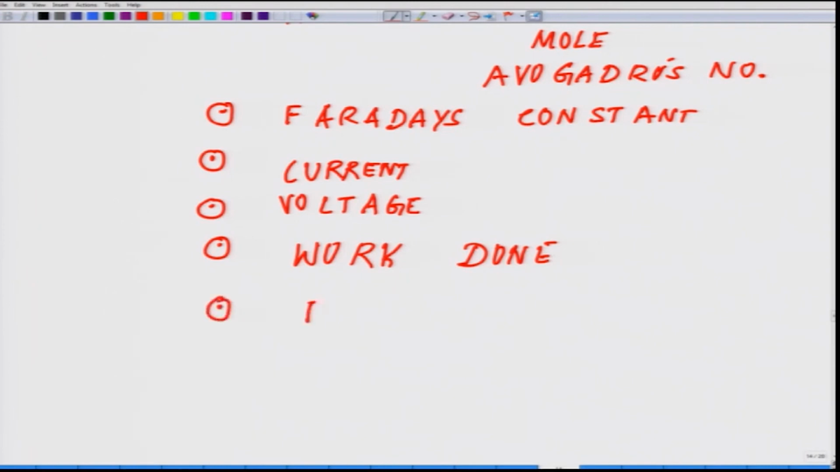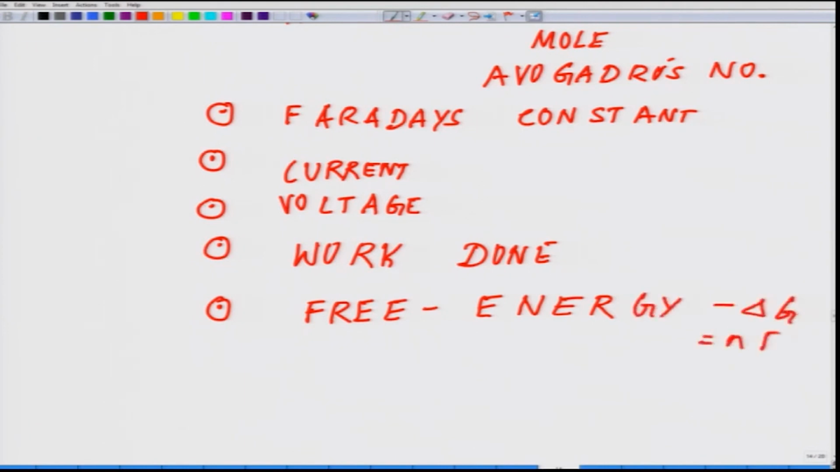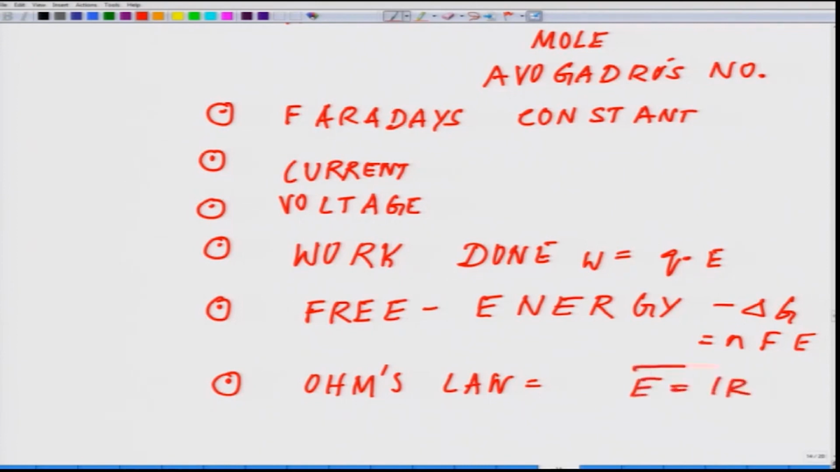Then we talked about free energy change, which is represented by delta G, equal to minus NFE, and we talked about work done as W is equal to Q multiplied by E. And then we just now talked about Ohm's law, which is E is equal to IR, where E is the voltage.